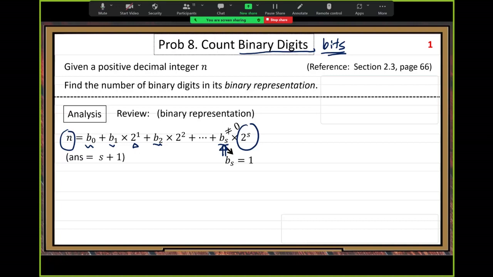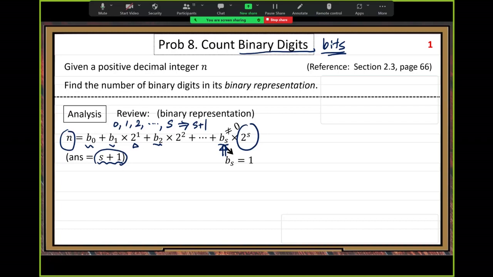Now we can see from this formula, if we do the counting, the answer should be s plus 1. Because if we use the subscript, we count subscript 0, 1, 2, consecutive integers through s, and we get s plus 1 numbers. So that many bits. So the answer is s plus 1 bits.